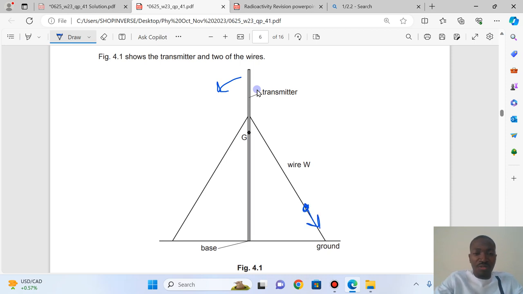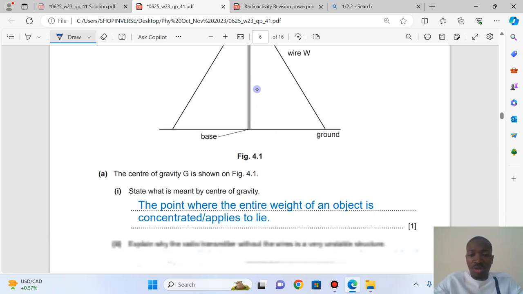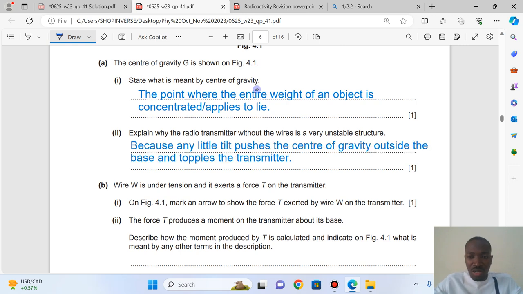And if there is a tilting force trying to push it this way, the cable here will resist that tilting force. So that is how the cables work to ensure it's stable. Okay, so there is the answer.